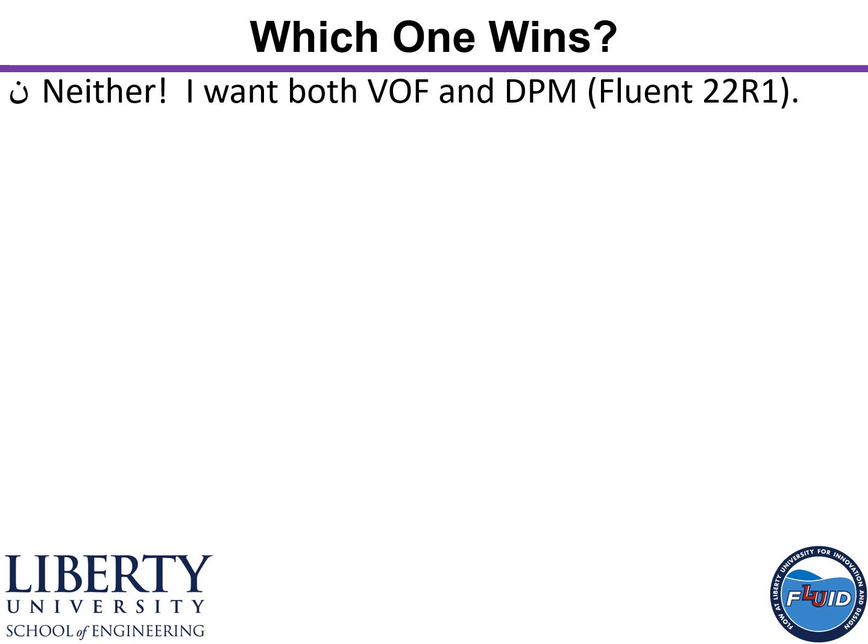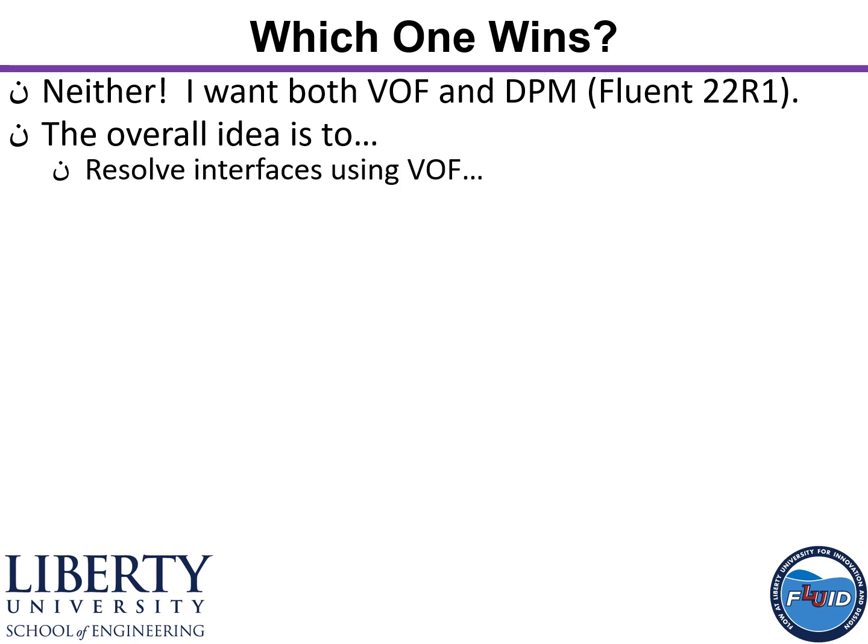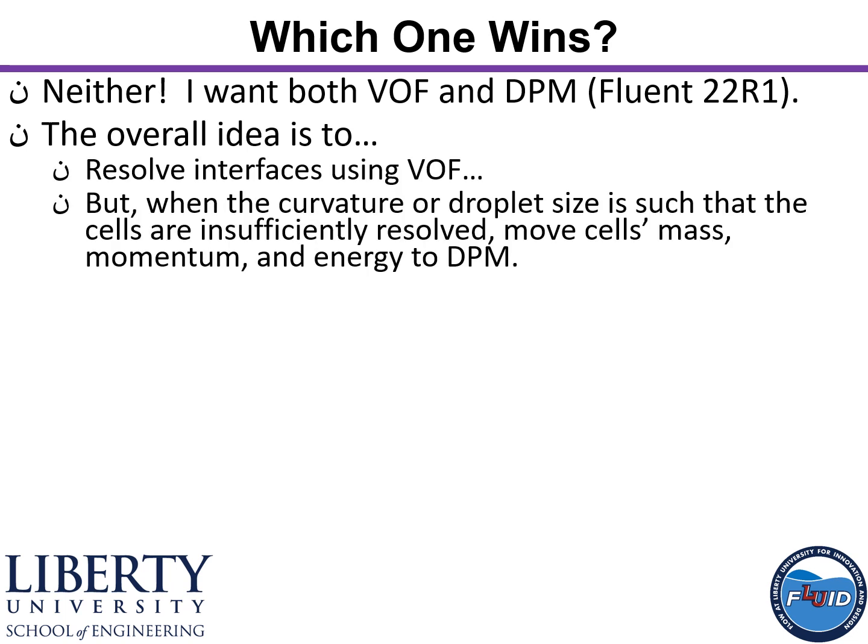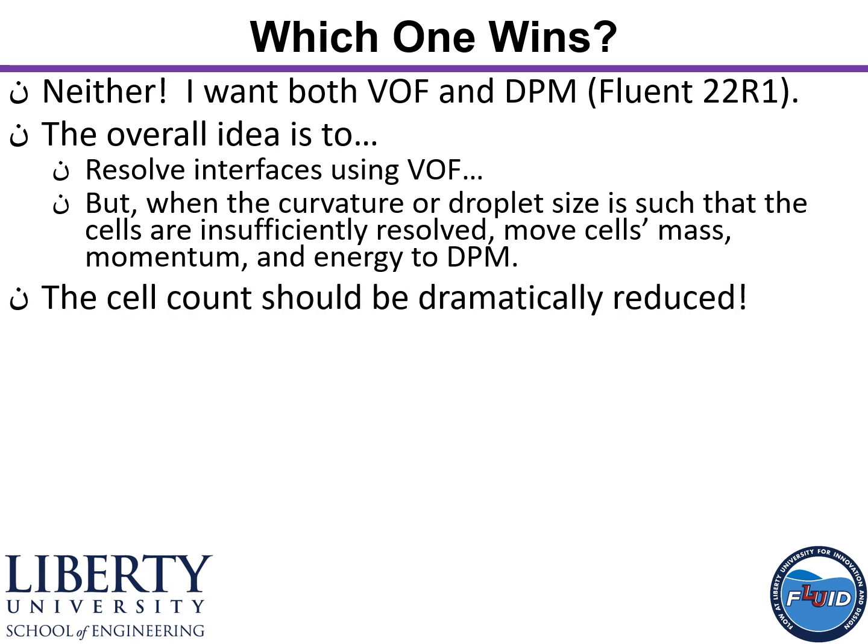So in Fluent 2022 R1, we have this feature where we can combine VOF to DPM, and the premise is this. Let's resolve the VOF interface wherever there's an interface. But then when curvature or droplet size relative to local cell size becomes insufficient for resolution, we move everything in the cell, its mass and momentum, to DPM parcels. And the cell count should be able to be dramatically reduced because in the regions where we would have very, very small droplets, once that's converted to DPM, we don't need to track their interfaces anymore.